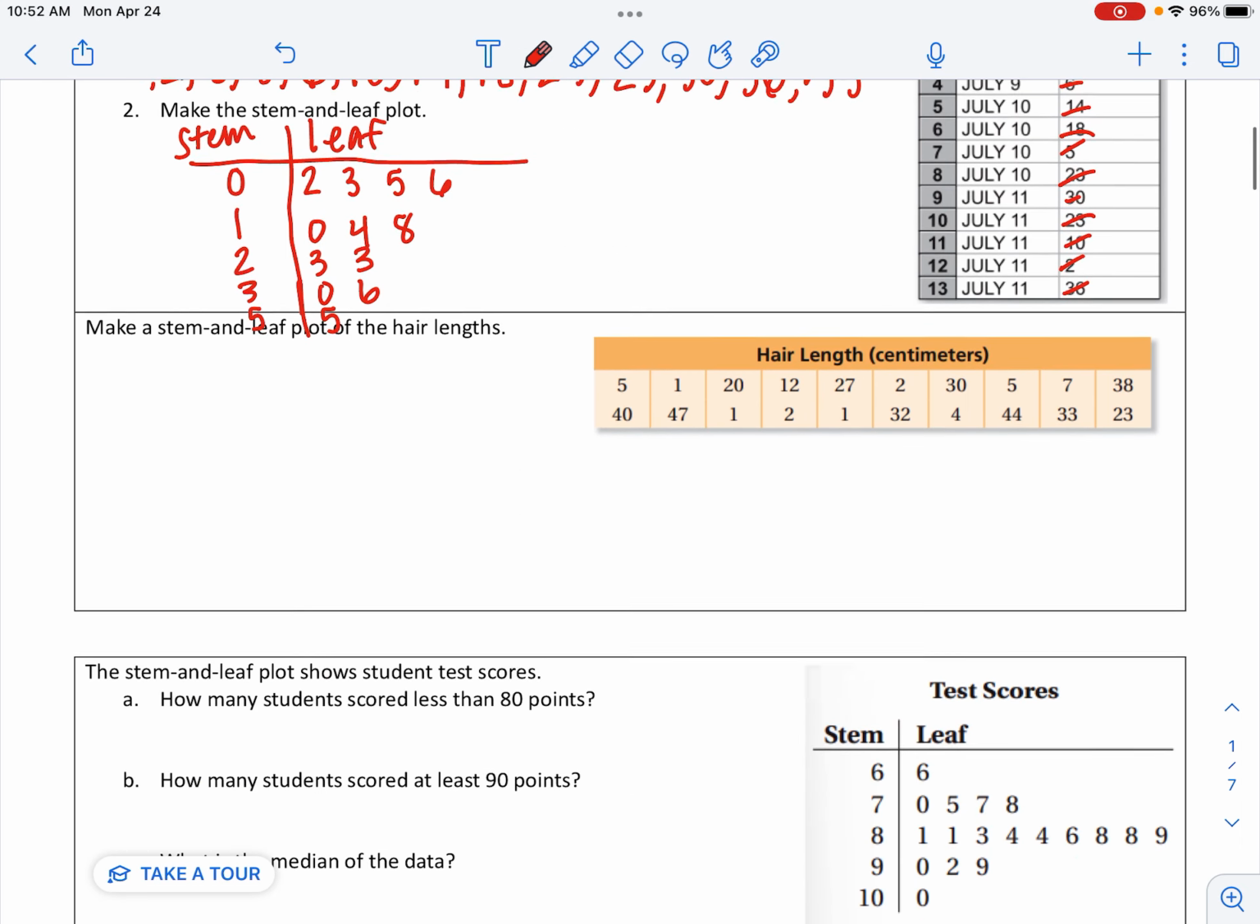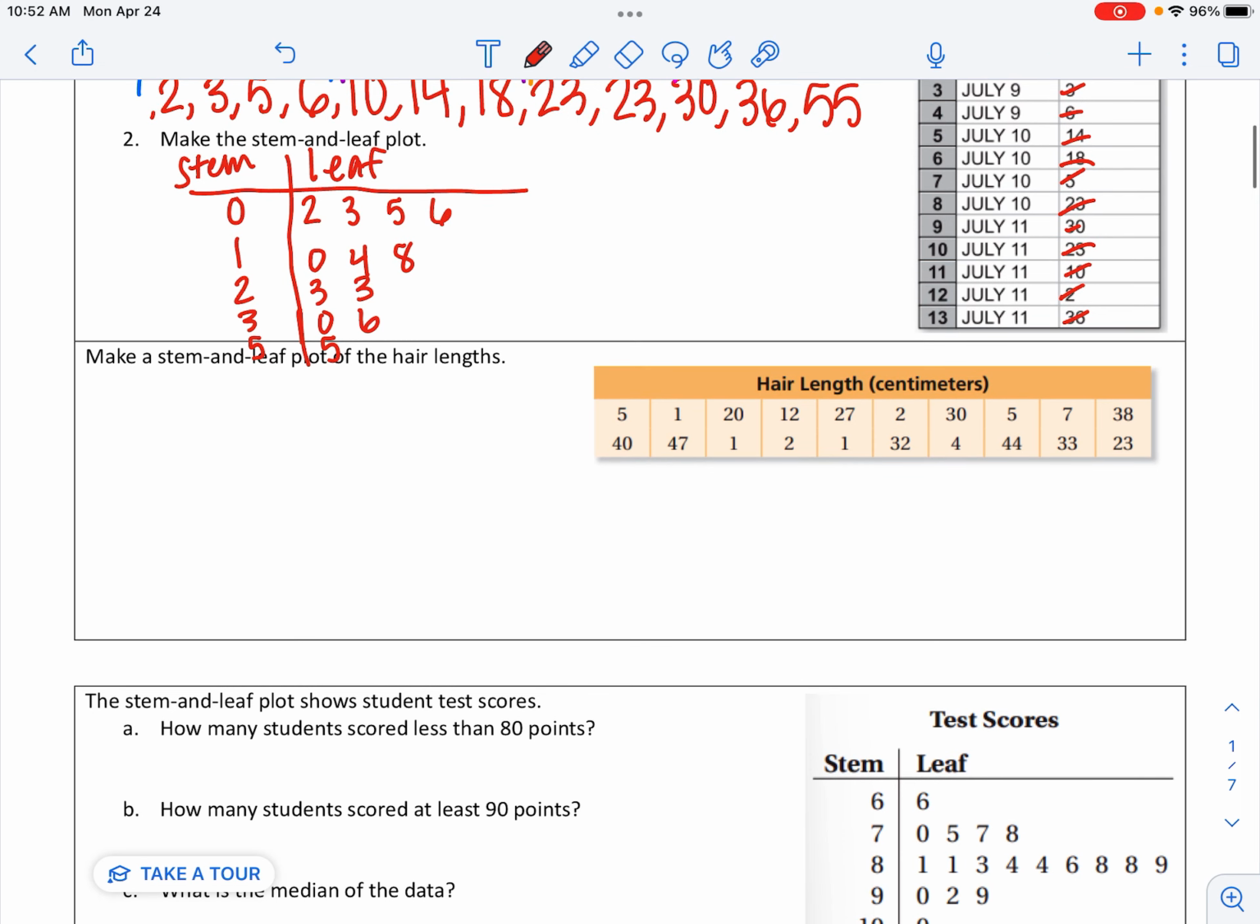On this next one, we're doing the same thing. The first thing we have to do is put them in order from least to greatest. I can see right away I have 3 ones. So 1, 1, 1. And I have 2, 2. No 3s, but there's a 4 and 2 5s. So 4, 5, 5. And then we go up to 7 and then 12.